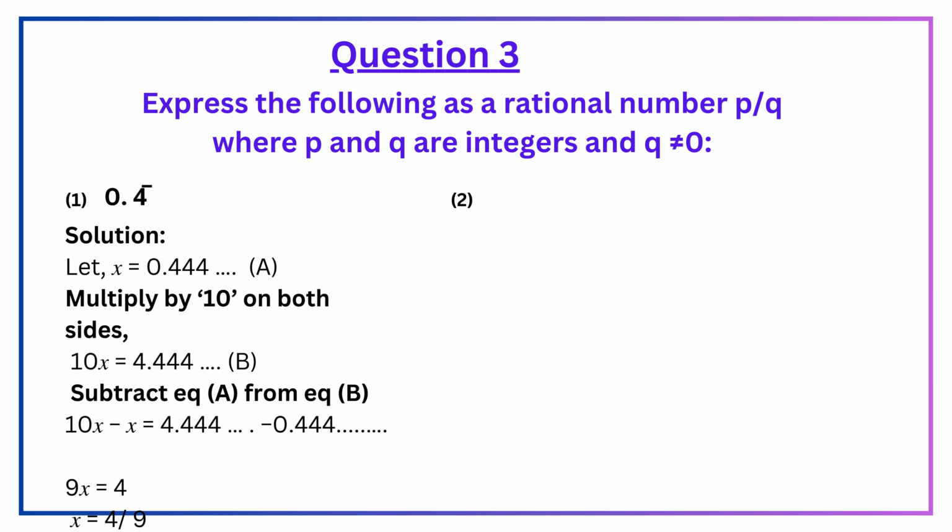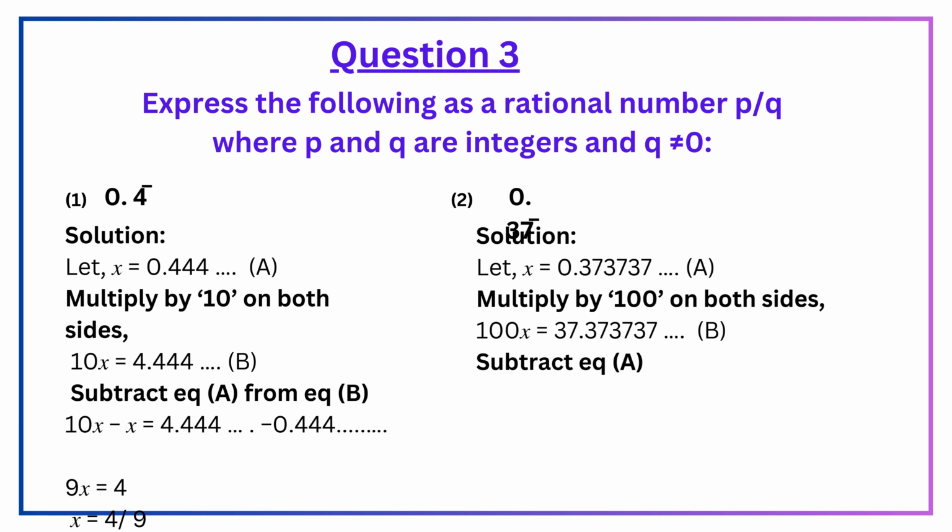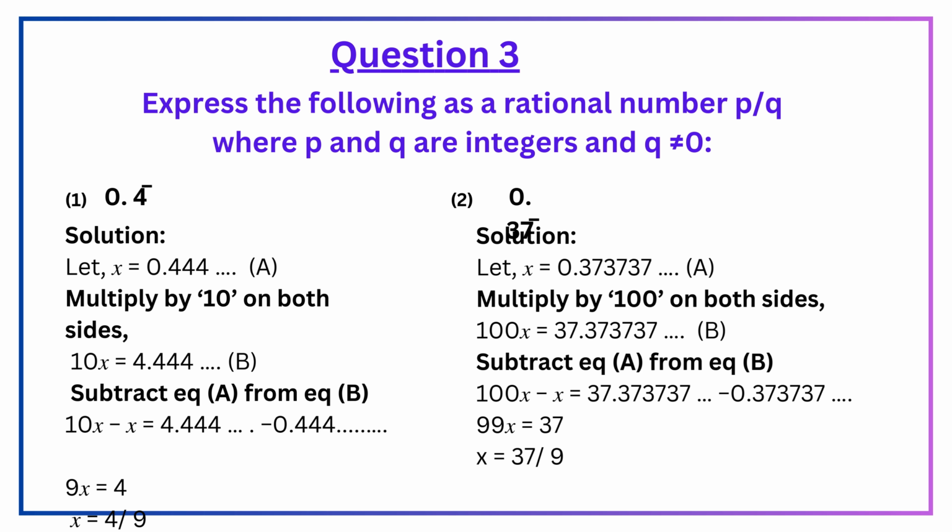Now, sum 2, 0.37 bar, assume it equals x, multiply both sides by 100, then subtract both the equations and we got the answer. Now, move to the next and last sum of today's video.